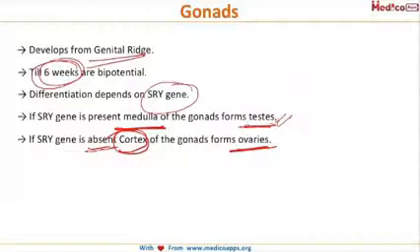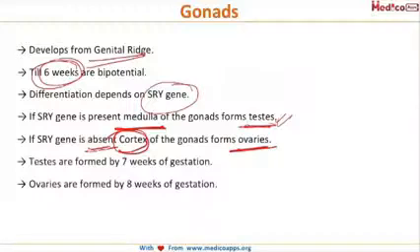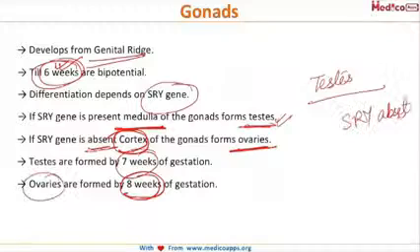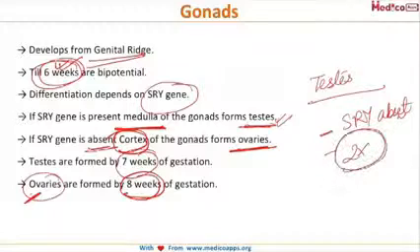Now the other thing that you need to remember is till 6 weeks they are bipotential. So if the SRY gene is present, then first it will lead to the development of testes at 7 weeks of gestation. And if this SRY gene is absent, then in the next week, if the testes are not formed, then these gonads will develop into ovaries at 8 weeks of gestation. Now here I would like to add one more thing, that for the formation of proper ovaries, the SRY gene should be absent, and along with this, the 2 X chromosomes should be present.